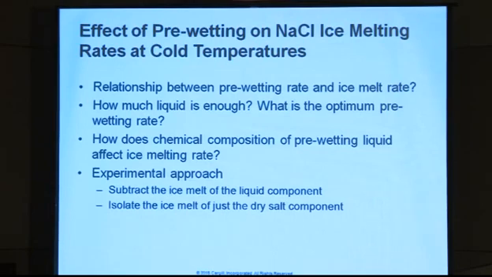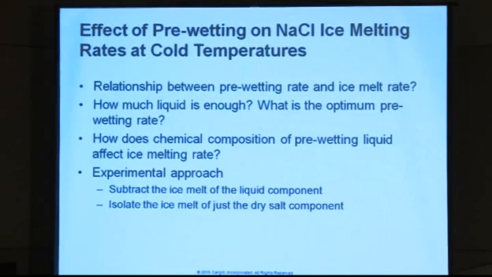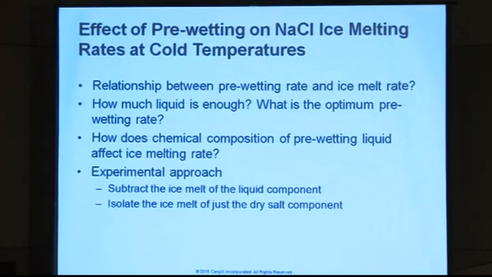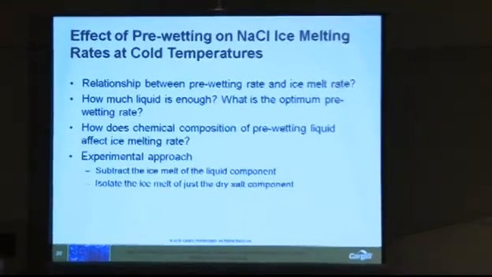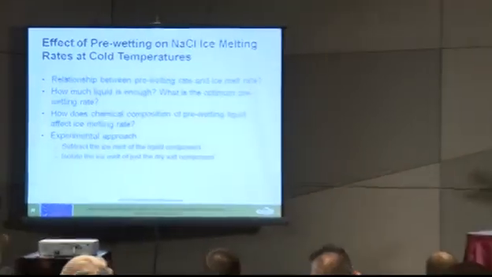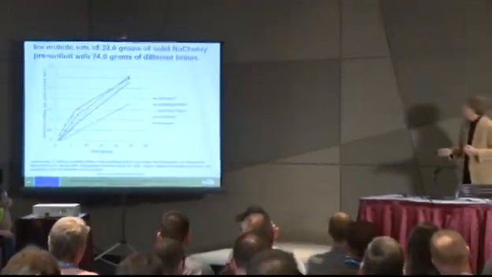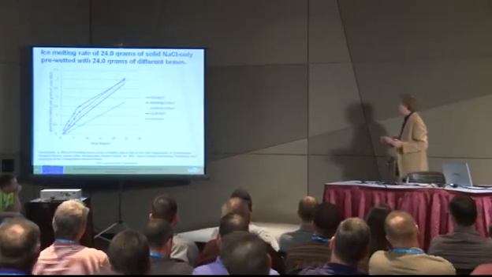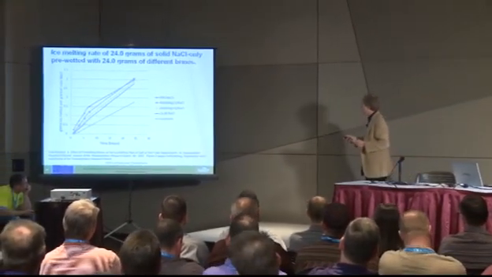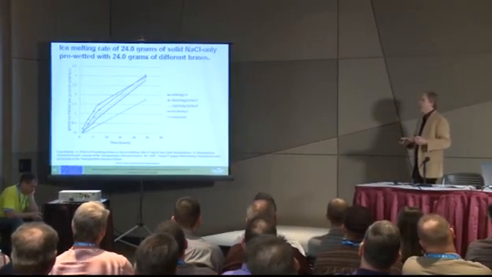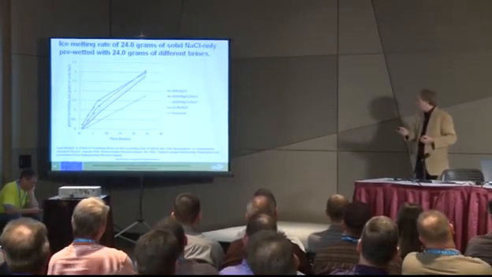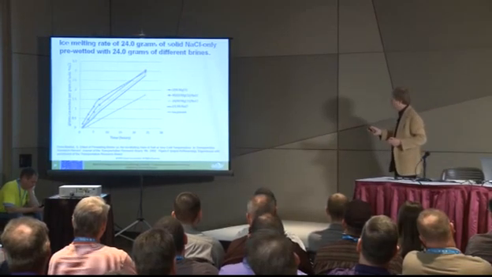Because it's not the case that the liquid does its melting and the salt does its melting independently, and you just add them together to get the total. The liquid actually makes the salt itself melt faster, and that's what we wanted to nail down. Now this is what we saw. So this graph shows you the ice melting rates measured on a 50-50 blend of rock salt and different pre-wetting liquids over a period of time.